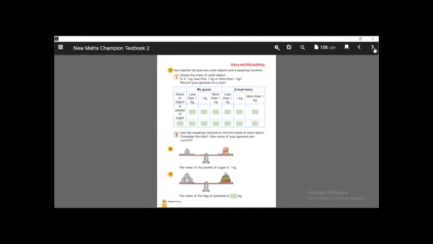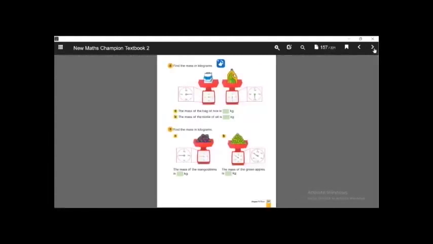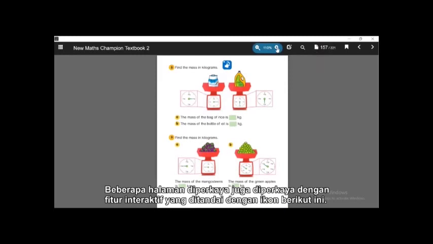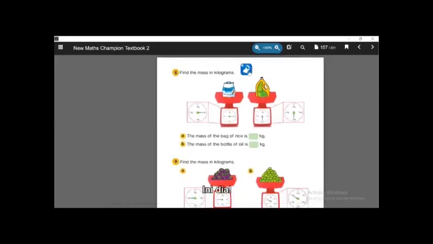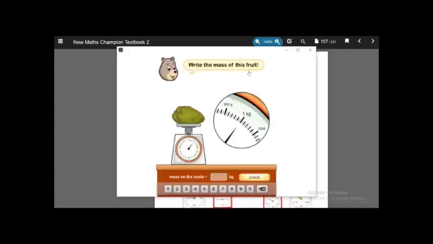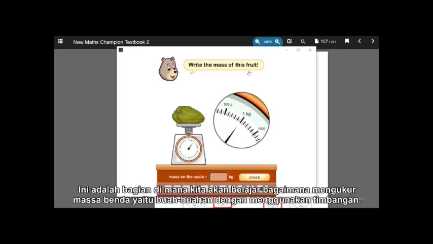And let's check another page. And this is the page that we want to show you. Some pages are also enriched with interactive features, which are marked with this kind of icon. Let's check this icon, and there you go. It is our digital interactive. Write the mass of this fruit. Yes, the lesson teaches us how to measure the mass of fruits with a weighing machine.